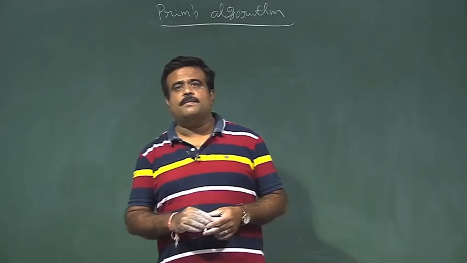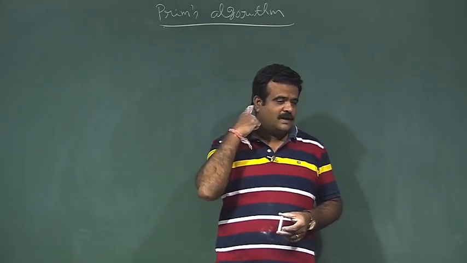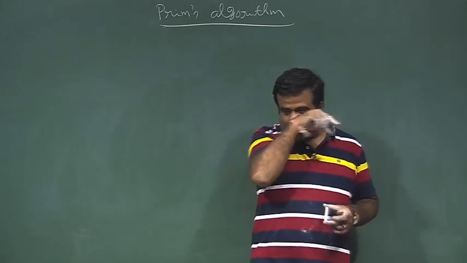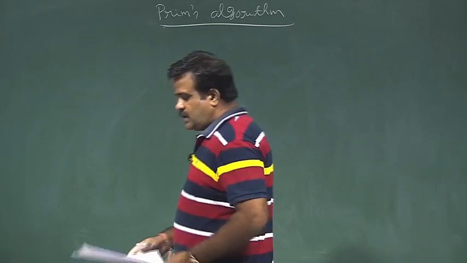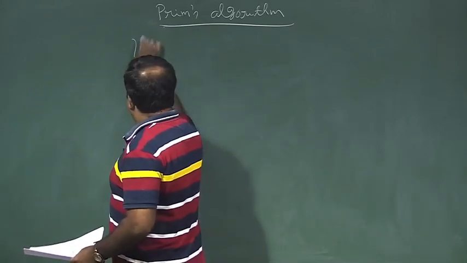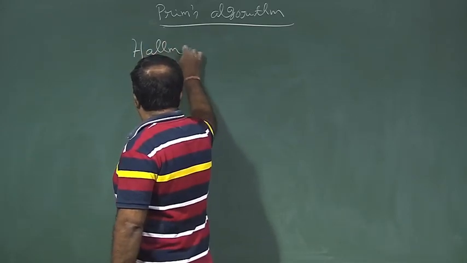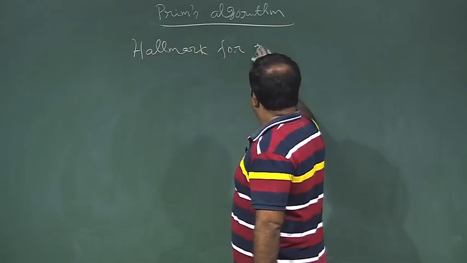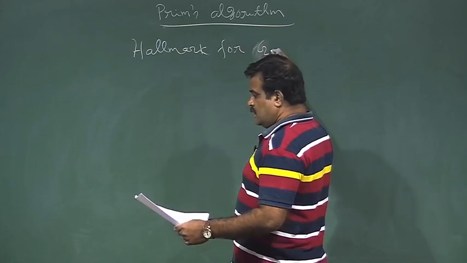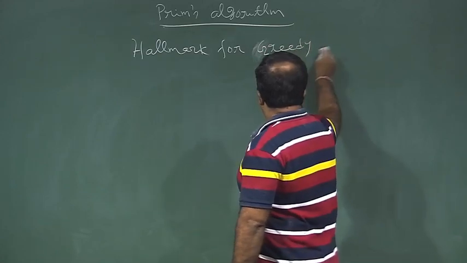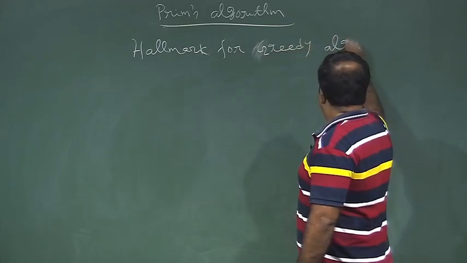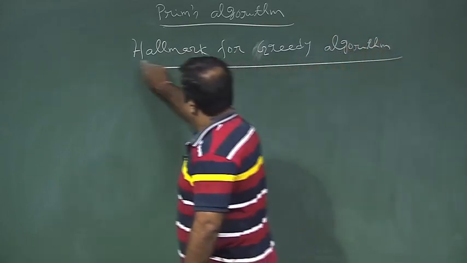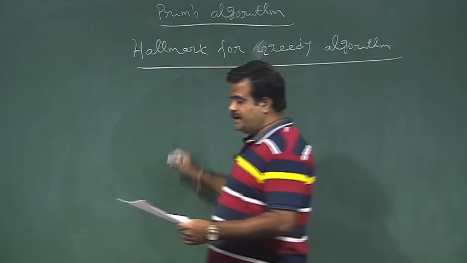Okay, so we talk about Prim's algorithm for finding the minimum spanning tree. This is a greedy approach. So let us talk about the hallmark for greedy algorithms. It is telling us the greedy choice property.